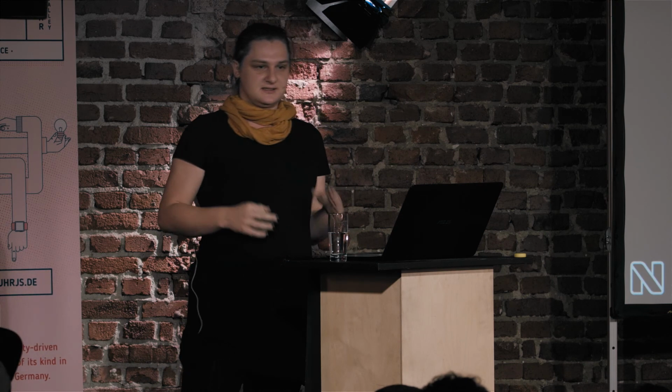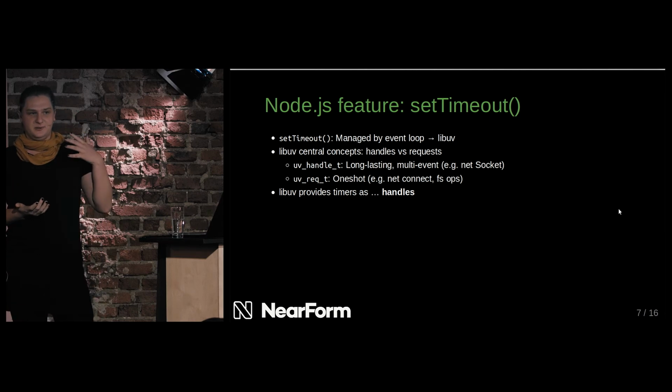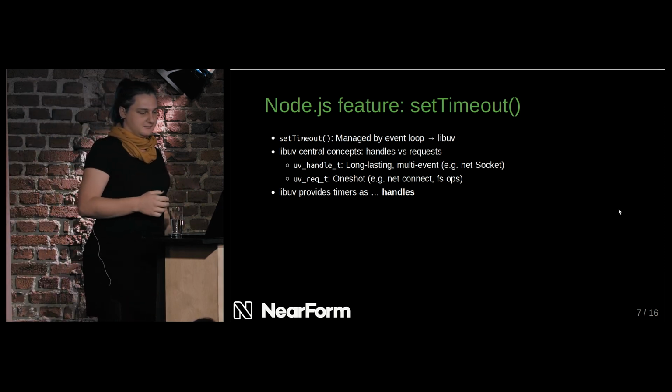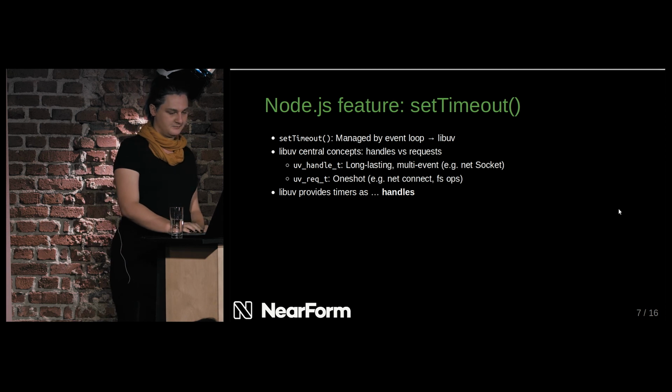You might think that timers would be implemented as requests, because that's kind of what setTimeout does. It does something just once. But actually libuv uses handles, because we use the same interface for both setInterval and setTimeout, and setInterval is something that runs multiple times. So we're actually going to have to use a libuv handle here.